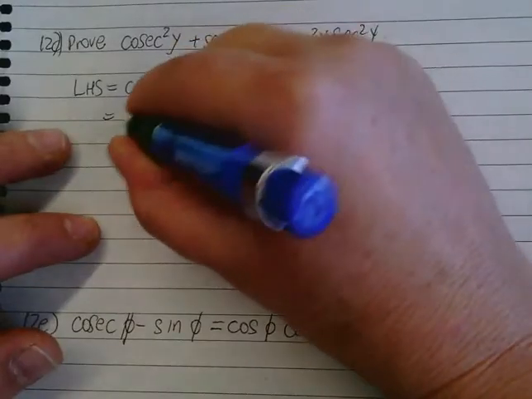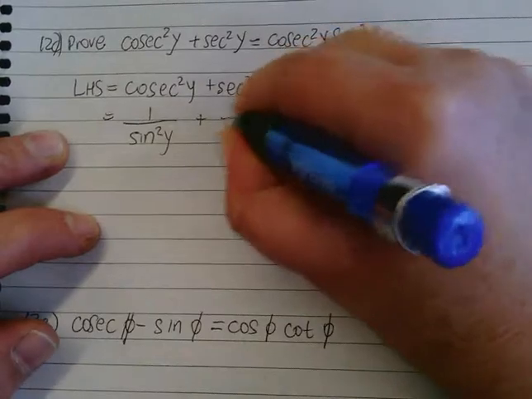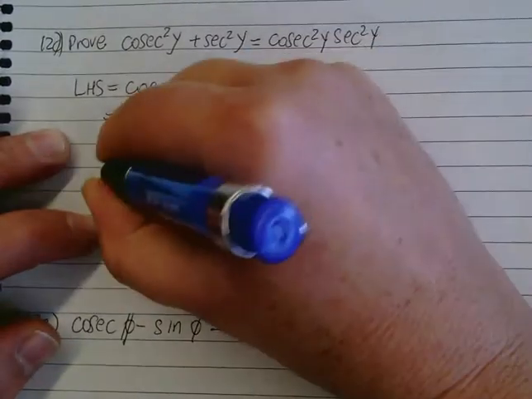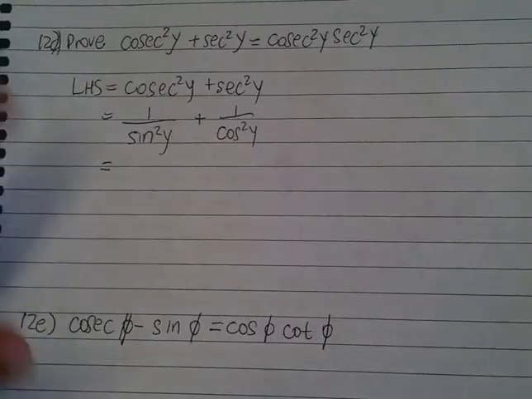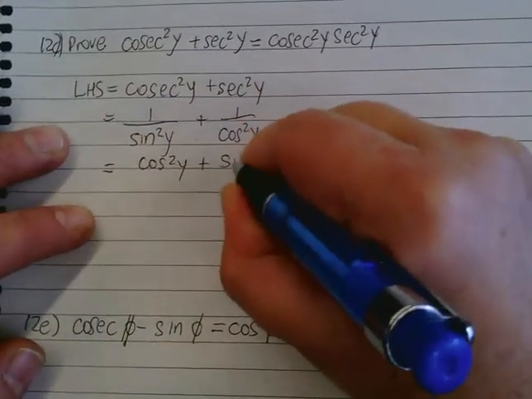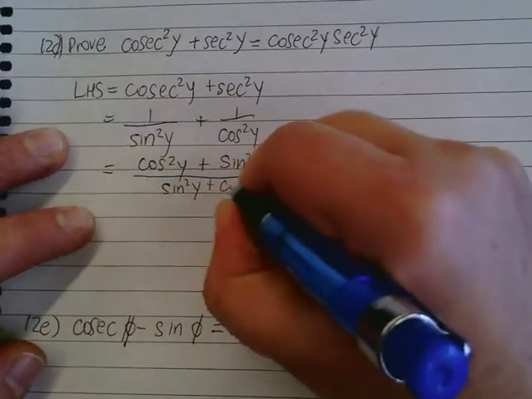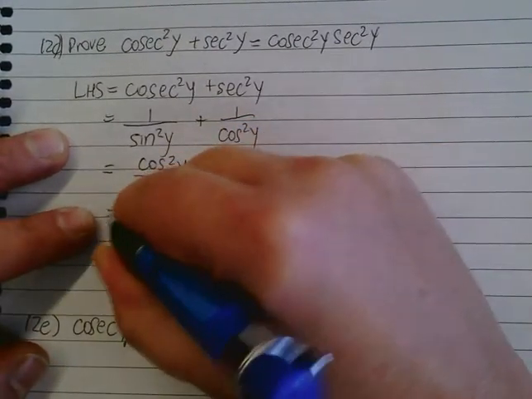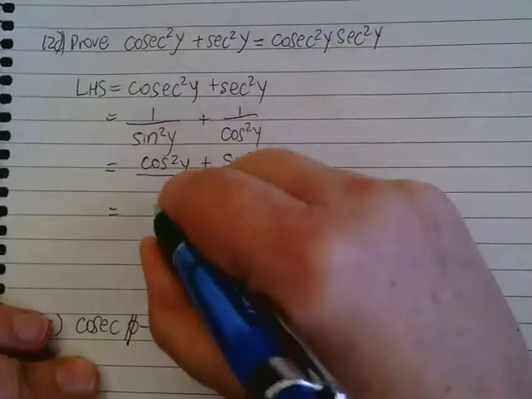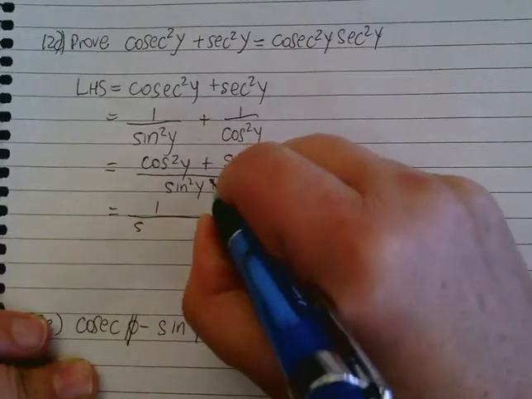So I'd be doing the reciprocal ratios, 1 over sine squared y plus 1 over cos squared y, because when you've got 2 fractions, you can make a common denominator, which gives you one term again. So cos squared y plus sine squared y over sine squared y times cos squared y. Now, cos squared plus sine squared is 1. Sorry, that's times.